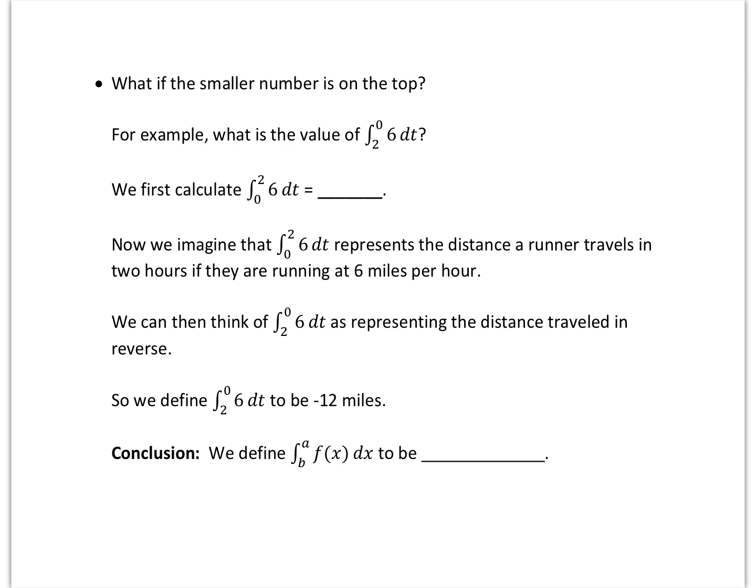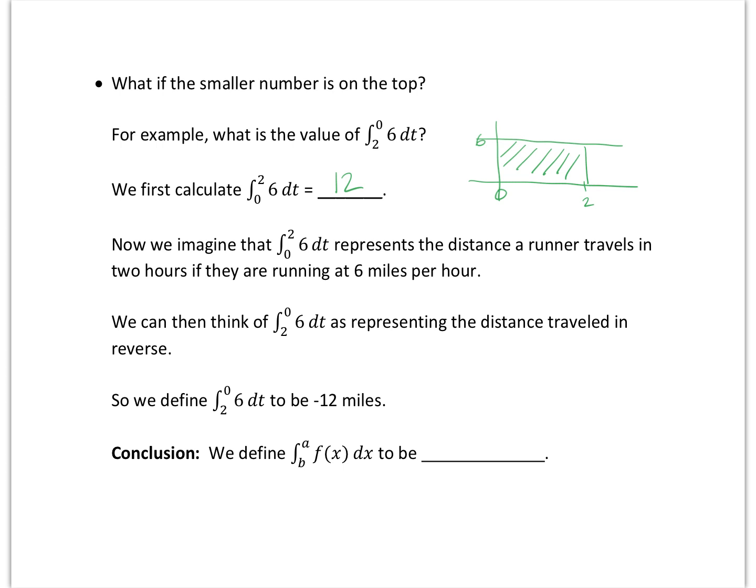What if the smaller number is on top? For example, what's the value of the integral from 2 to 0 of 6 dt? First, we calculate the integral from 0 to 2 of 6 dt. Okay, so this we know how to do. So here's 0, here's 2. My function is at a height of 6. So I'm looking for this area, which is 2 times 6, which is 12.